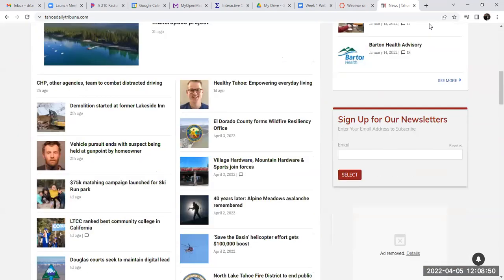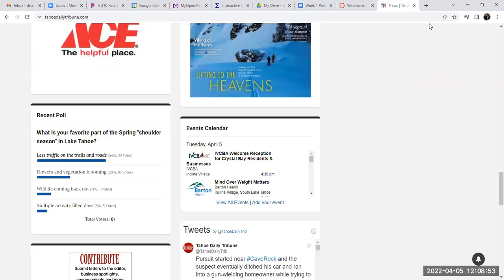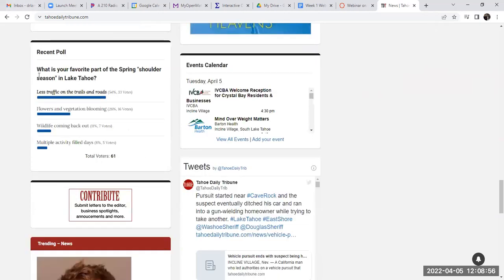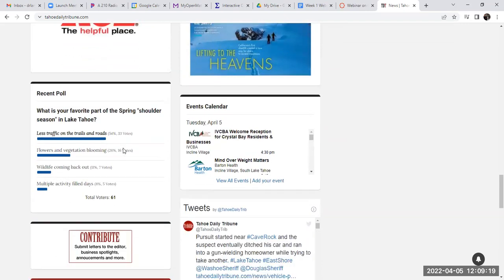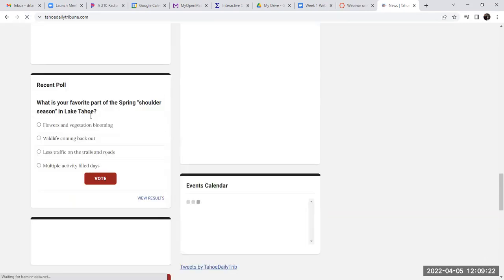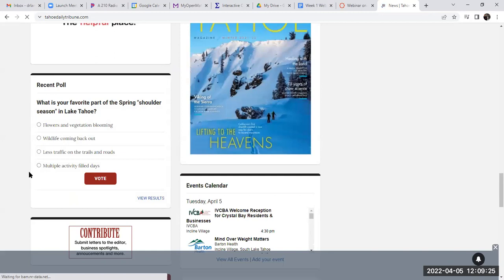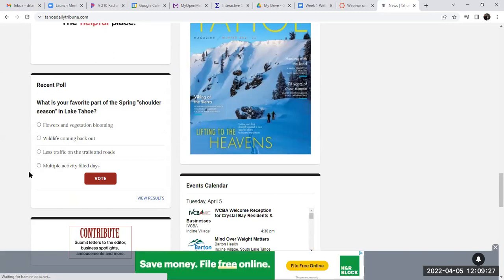And if I scroll down a bit, they have a poll. The poll says, what is your favorite part of the spring shoulder season in Tahoe? And the choices are less traffic on trails and roads, flowers and vegetation blooming, wildlife coming back, and multiple activity-filled days. So in fact, I wonder if we're allowed to vote. Yeah, let's vote.